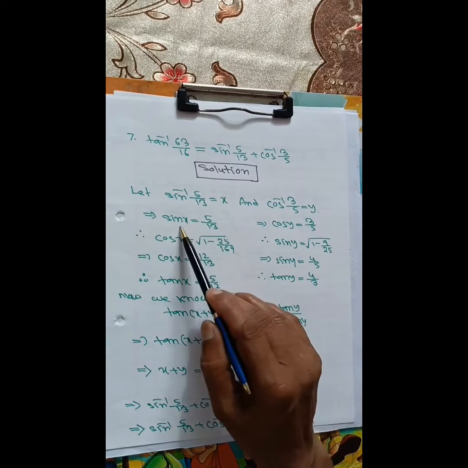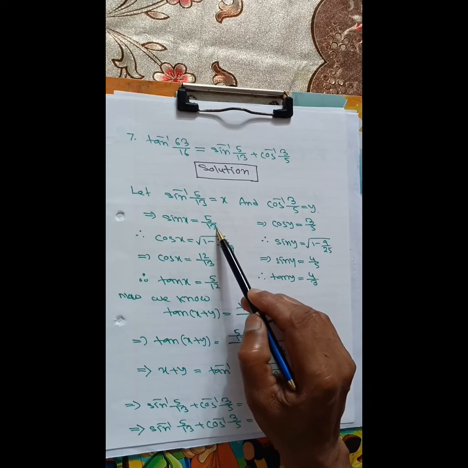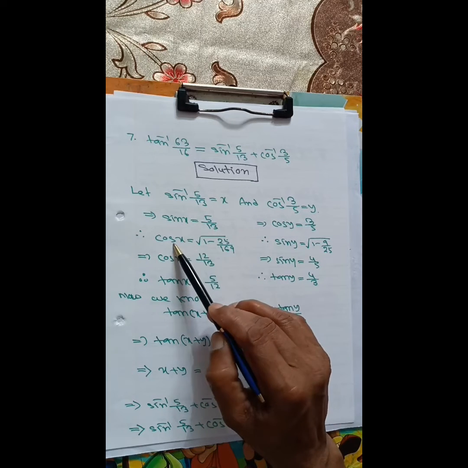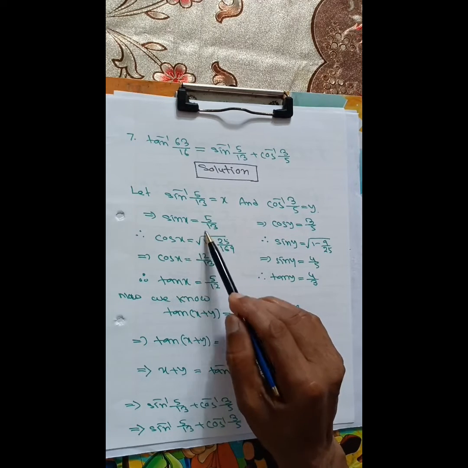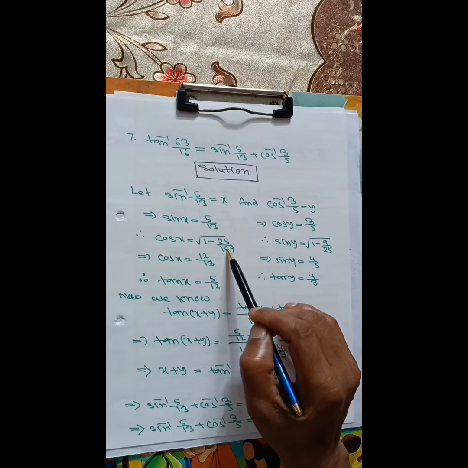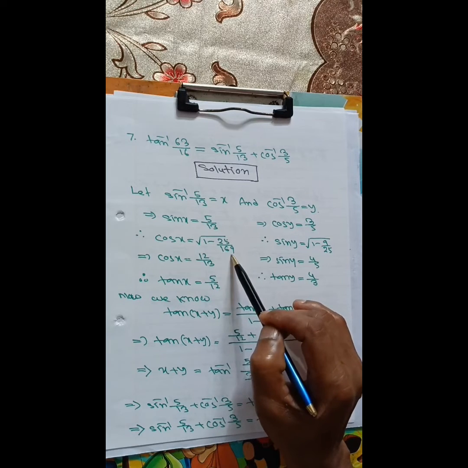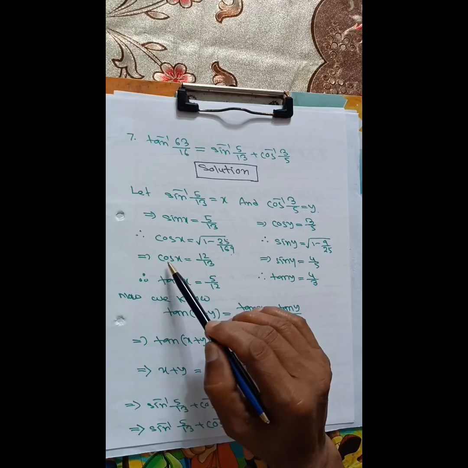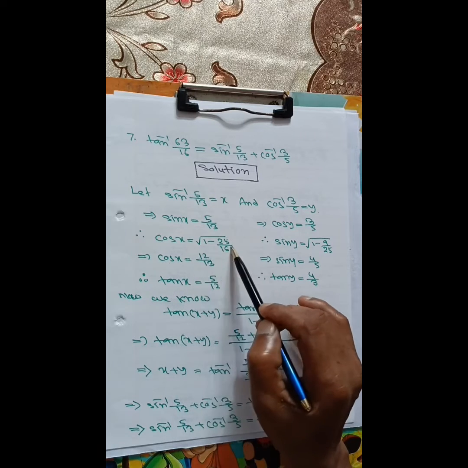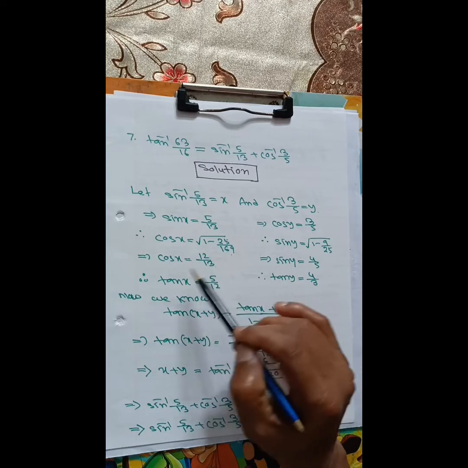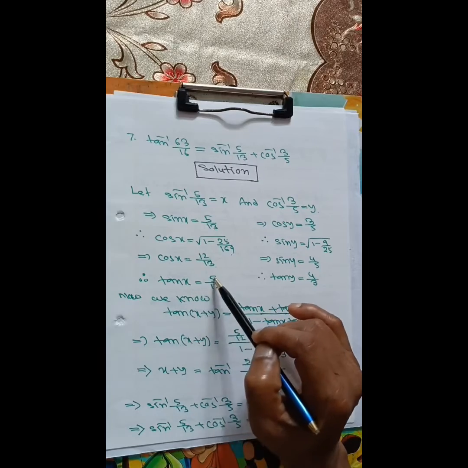Then this becomes sin x is equal to 5/13. Now we find cos x. Cos x is equal to what? √1 minus sin square x. So it becomes 25/169. Then we get cos x is equal to, after simplification, 12/13. Therefore, tan x is equal to 5/12.